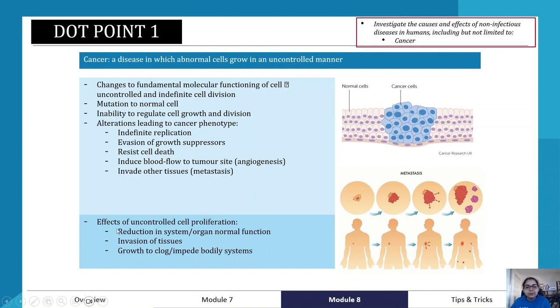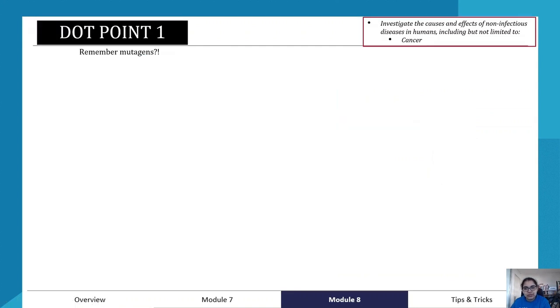The effect of this uncontrolled proliferation is a reduction in normal organ function, obviously invasion of tissues, and also growth that clogs or impedes other bodily systems.